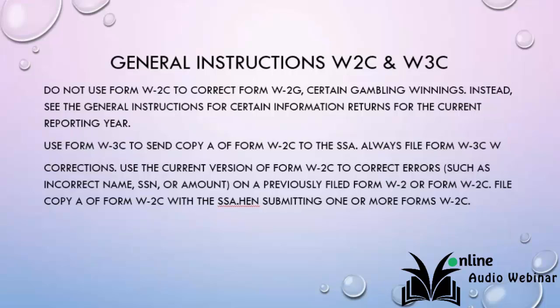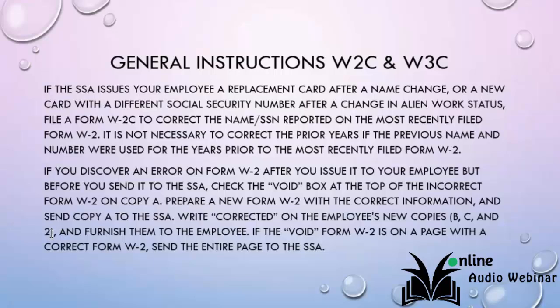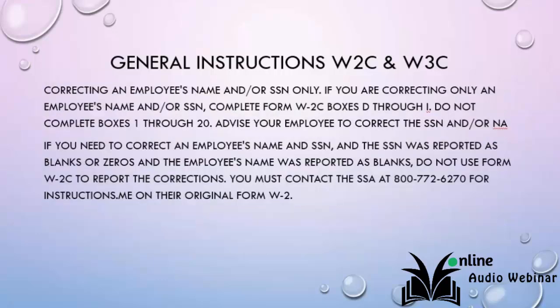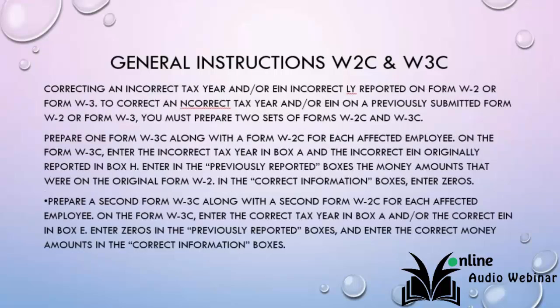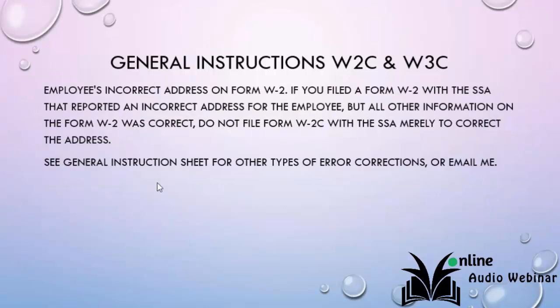Do not use form W2c to correct a W2G, which is for certain gambling winnings. File a form W2c to correct the name or social security number reported on the most recently filed form W2, correcting an employee's name and or social security number only. All right, so for correcting an incorrect tax year or EIN that was incorrectly reported on form W2 or form W3, you must prepare two sets of forms W2c and W3c. Do not file form W2c with the SSA merely to correct the address.